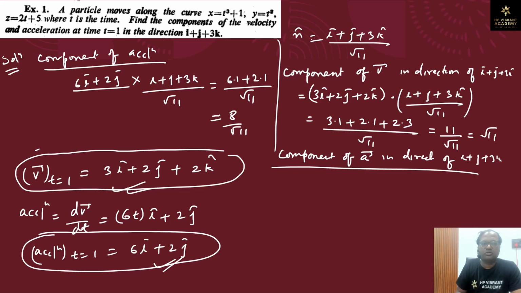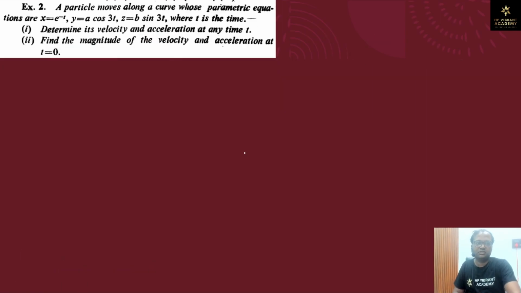So the component of velocity is root under 11 and the component of acceleration is 8 upon root under 11 along the direction of i cap + j cap + 3k cap at time t = 1. Let us solve question number 2. So what is given in question number 2?